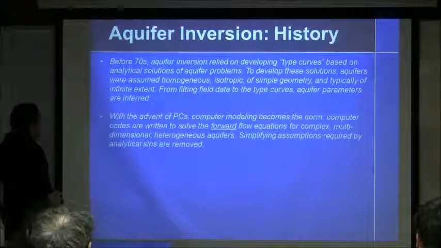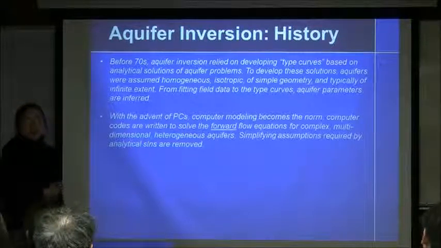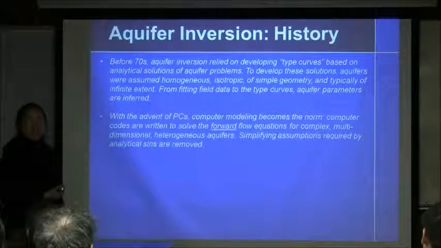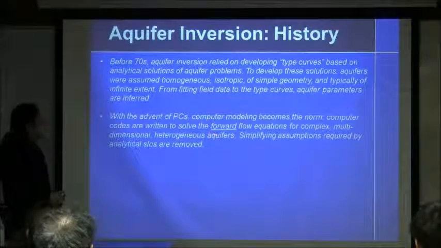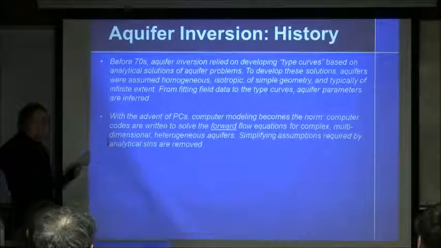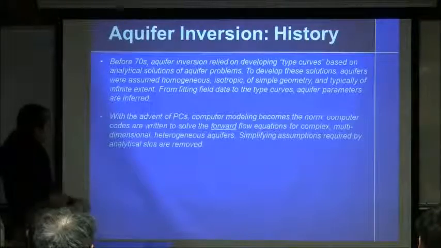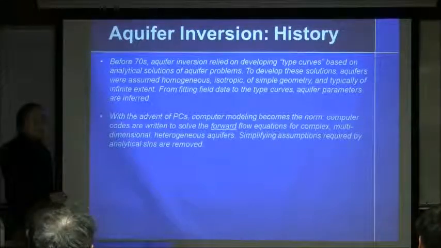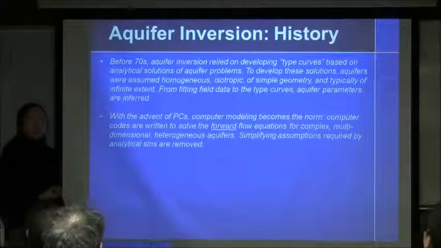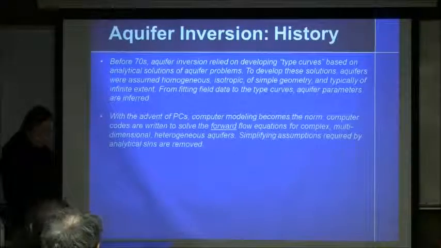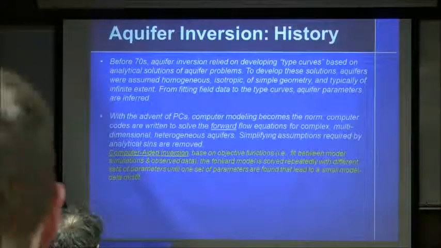And with the advent of modern computers, computer modeling becomes the norm. So instead of assuming aquifers to be very simple, which it really doesn't exist in the real world, we can use computer codes to explicitly solve the forward flow equations, the 2 equations I've just shown, for very complex geometry, multi-dimensional heterogeneous aquifers. And simplifying assumptions required by analytical solutions are not needed for forward modeling. And we have a direct impact on aquifer inversion.